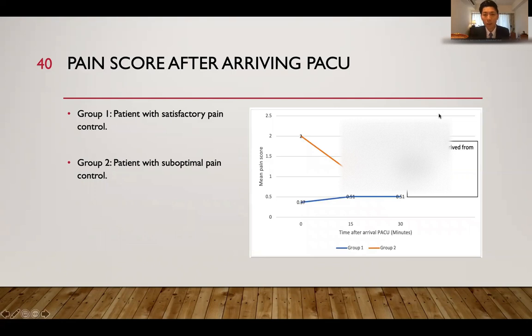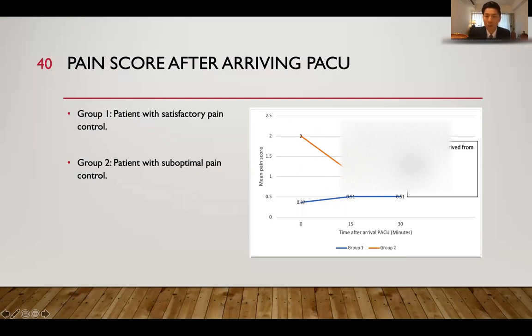So this is another interesting observation here. The orange line is the painful group, group 2. This is the mean pain score of the suboptimal pain control group. The x-axis is the time after arrival. After they arrive, the pain score of these painful patients will drop, all the way up to discharge, and basically the pain is settled.